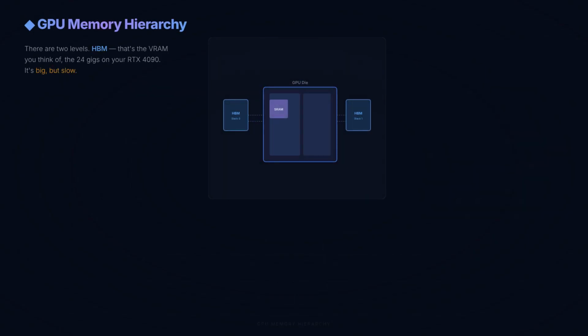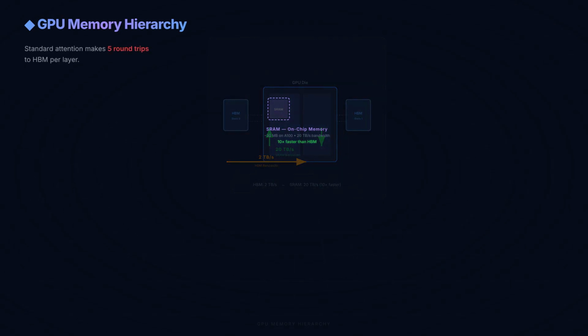There are 2 levels. HBM, that's the VRAM you think of, the 24 gigs on your RTX 4090. It's big, but slow. About 2 terabytes per second bandwidth. Then there's SRAM, on-chip memory, right next to the compute cores. It's tiny, only about 20 megabytes on an A100, but it's 10 times faster at 20 terabytes per second.